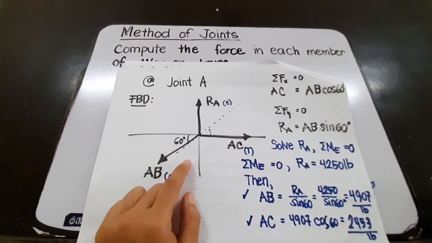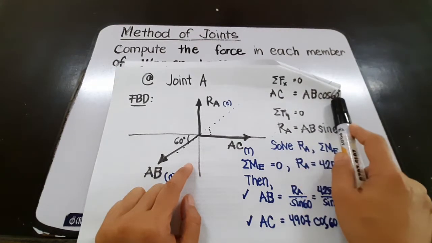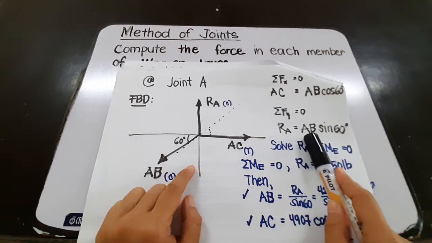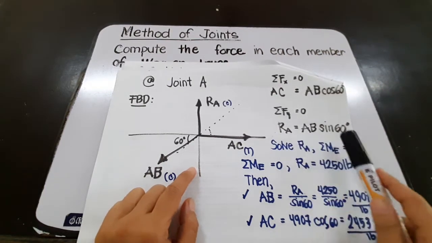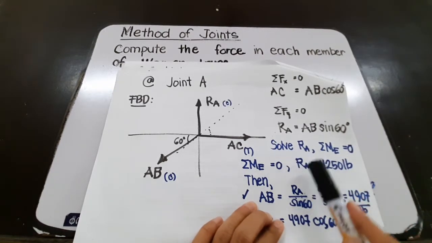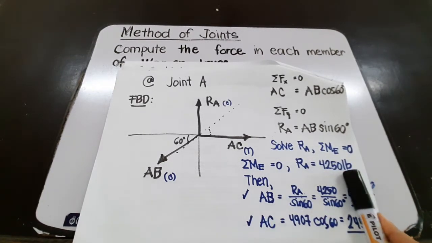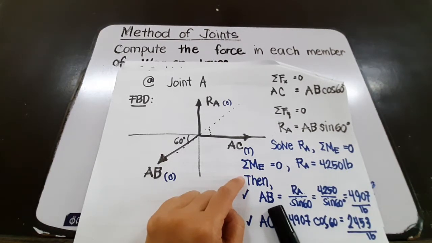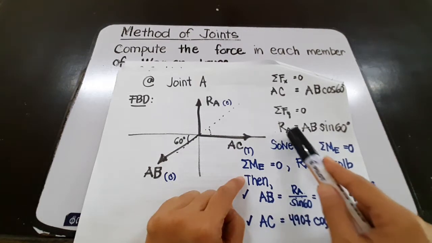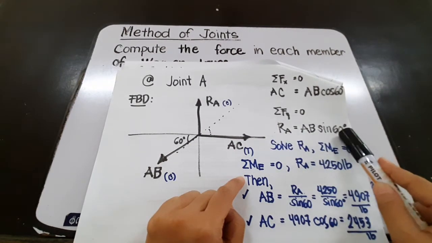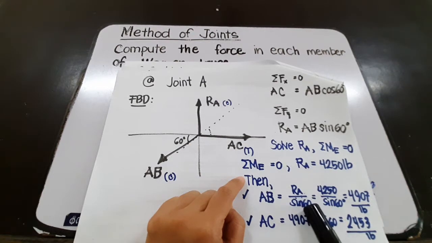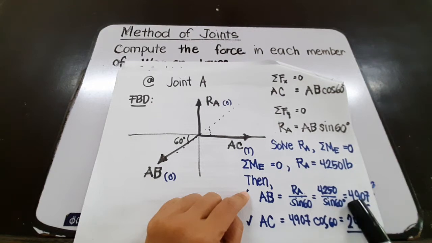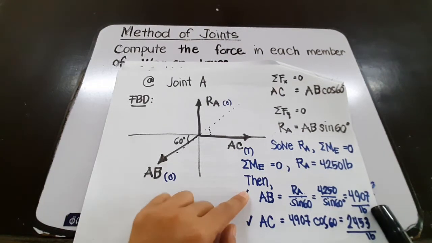Having that, our AC should be equal to AB cosine 60, and the summation of forces Y gives RA equals AB sine 60. We have solved for RA, and our RA is 4,250 pounds. Then the force at member AB is equal to RA divided by sine 60. So 4,250 divided by sine 60 is equal to 4,907 pounds.